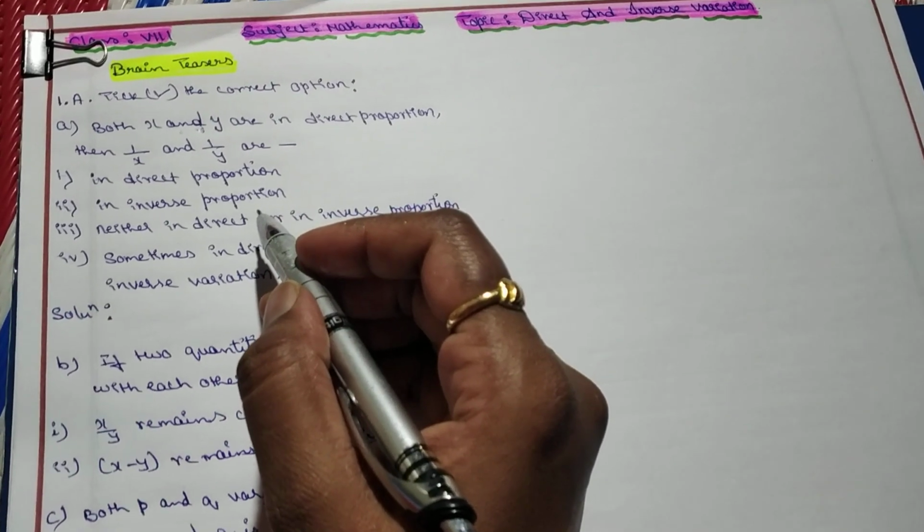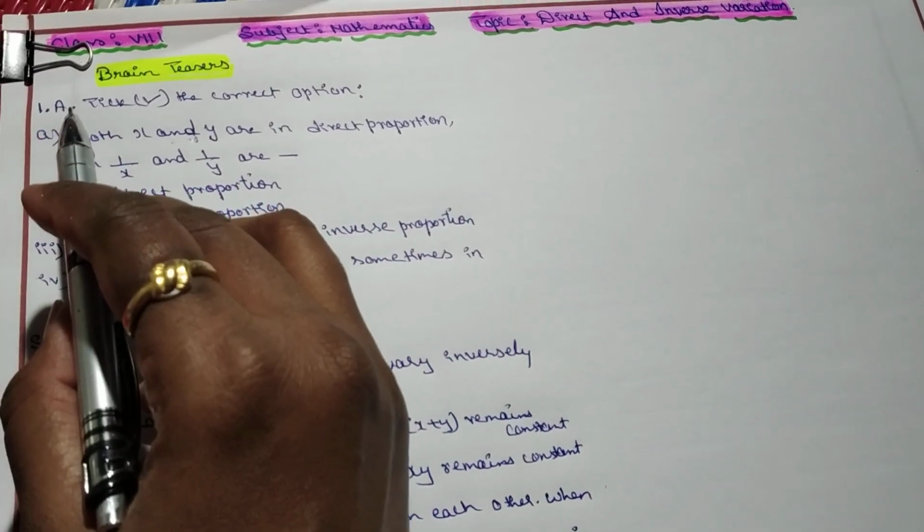Last class we were in the chapter direct and inverse variation and we have completed till value based questions solving. Today we'll continue the class from solving brain teasers. So first question, A mean.